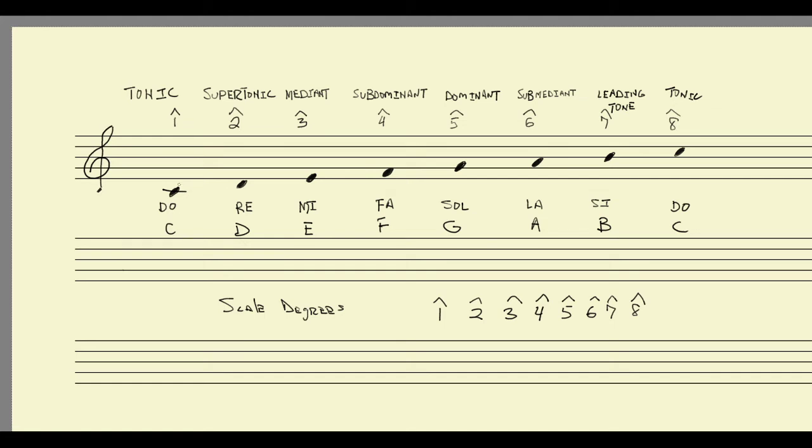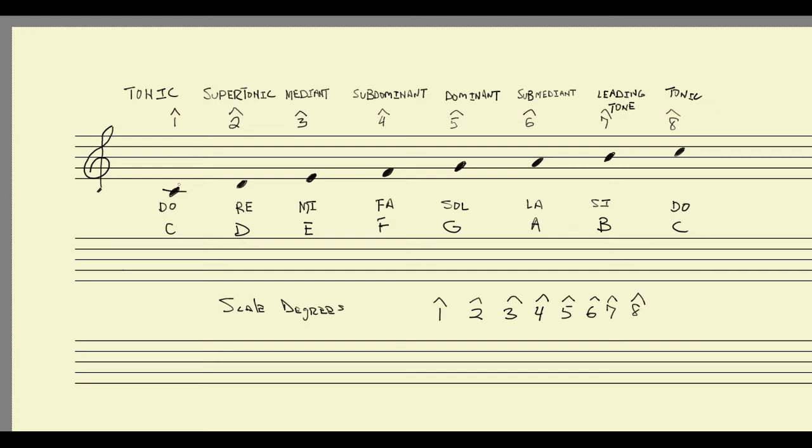Just like with letter names, we start on C and we end on C. We begin on do, we end on do. With the names of the scale degrees, we start on the tonic and we end on the tonic as well. And then that cycle continues up the next octave: tonic, supertonic, mediant, subdominant, and so forth.